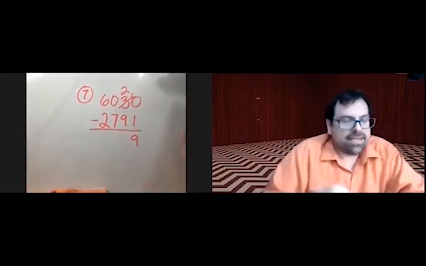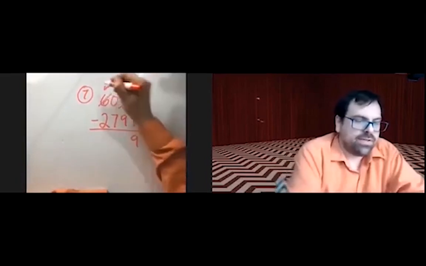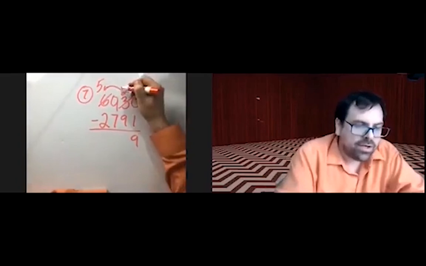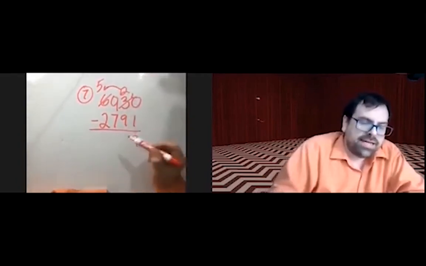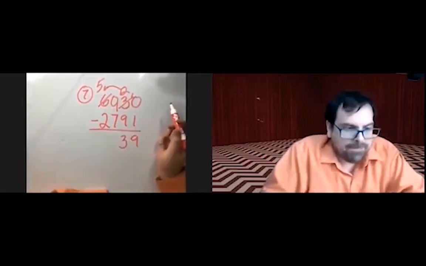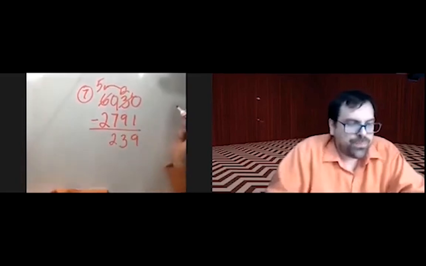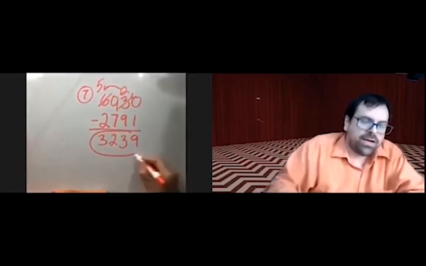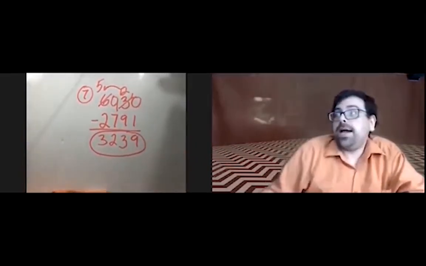2 minus 9, can't do it. Borrow, we have to go over the 0. 6 becomes a 5, skipped over 0 becomes a 9, 2 becomes a 12. 12 minus 9 is 3. 9 minus 7 is 2. 5 minus 2 is 3. 3,239.